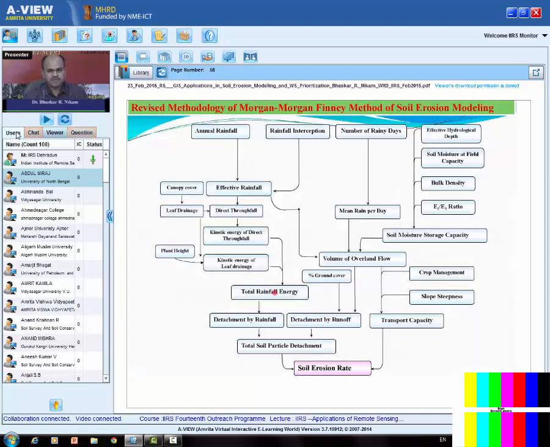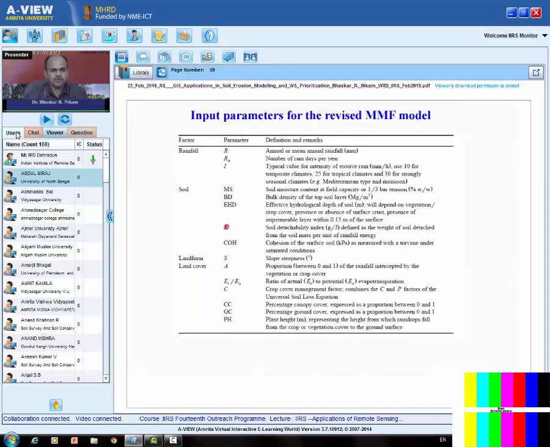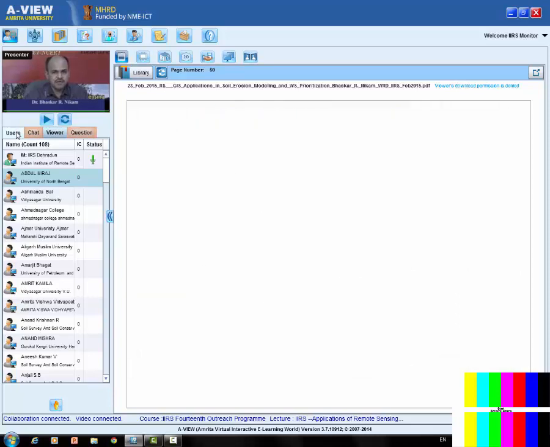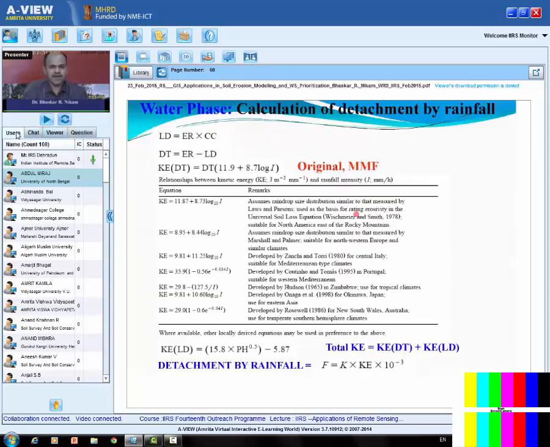Now this is a more elaborate flow chart. In modified MMF, these are the terminologies we already have seen. Now in modified MMF, slight changes were done. In the first case, we were trying to calculate kinetic energy by considering the total rainfall. Whereas in the modified case, we try to calculate the kinetic energy of effective rainfall, which directly falls on our soil, differently. So the kinetic energy of that rainfall will be calculated differently, and the water which is intercepted by the canopy will again fall on the soil as a throughfall.